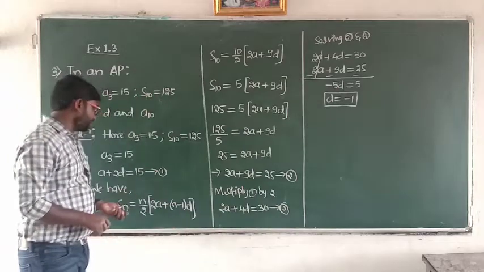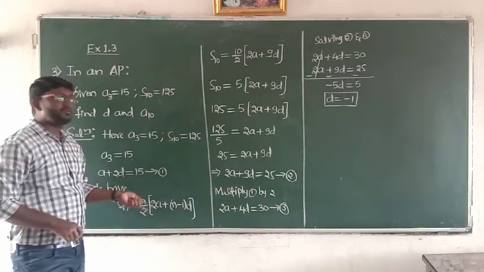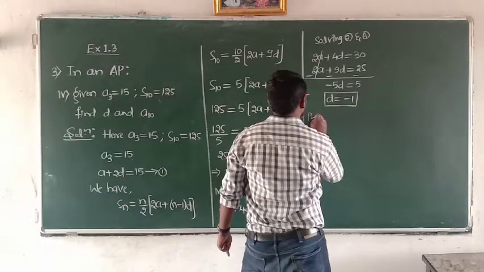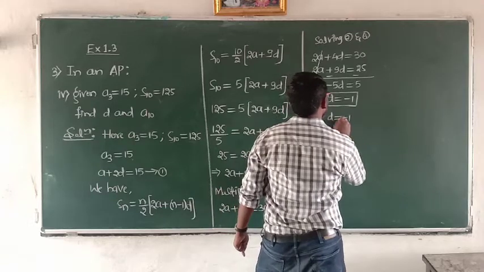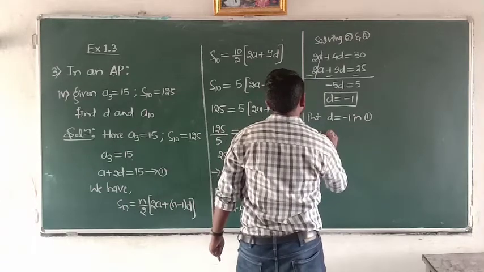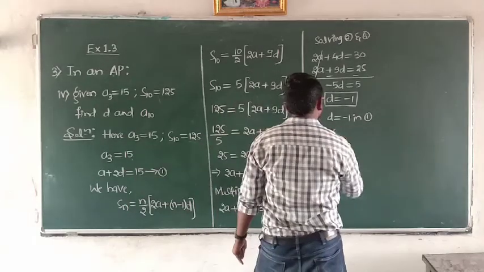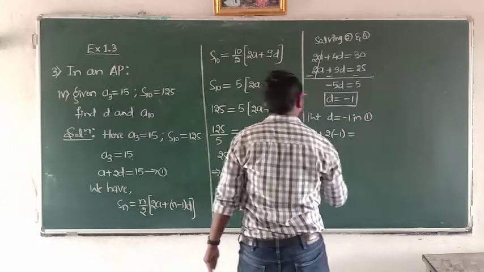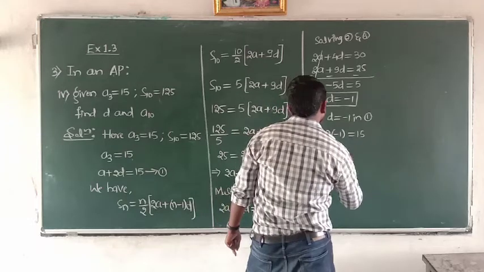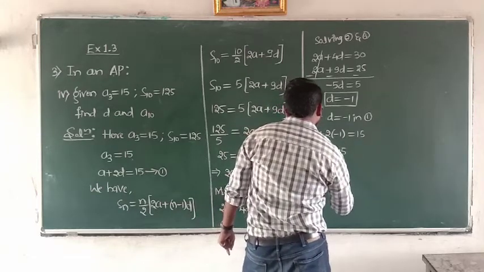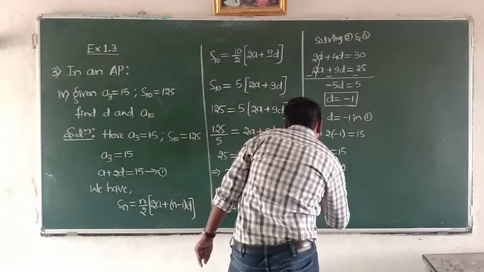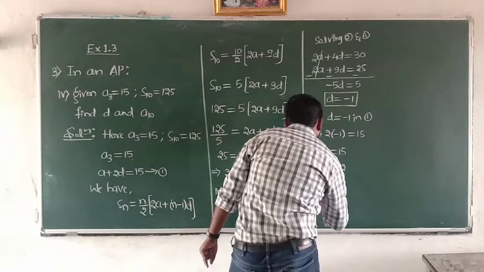Substitute d equal to minus 1 in equation 1 or in equation 2, and we get the value of a. I will substitute in equation number 1. So put d equal to minus 1 in equation number 1: a plus 2 into d, in place of d I will write minus 1, is equal to 15. So now a minus 2 is equal to 15. Take minus 2 to the RHS, it becomes plus 2. a is equal to 15 plus 2, which is 17. So we have got the value of a here.